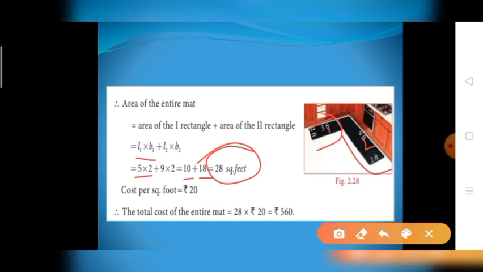Cost per square feet is equal to 20 rupees. Therefore, the total cost of the entire mat is 28 into 20, which is equal to 560. 2 8s are 16, 2 2s are 4, 4 plus 1 is 5, so 560 rupees.